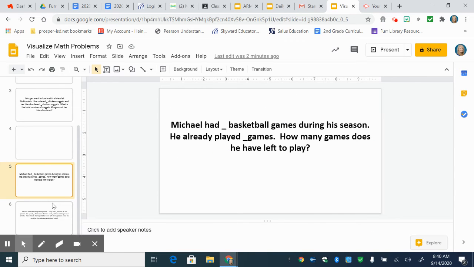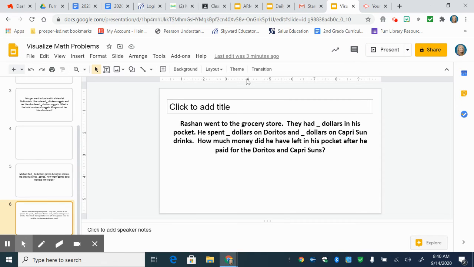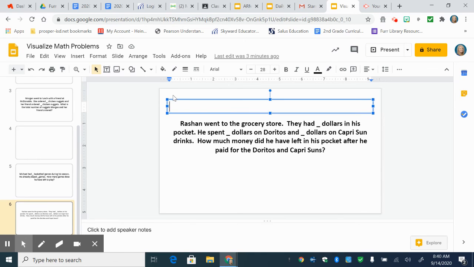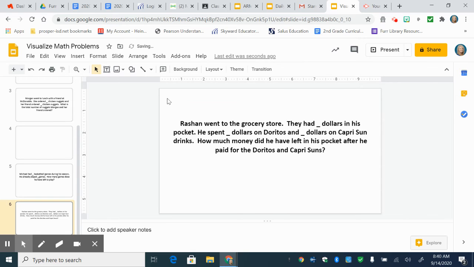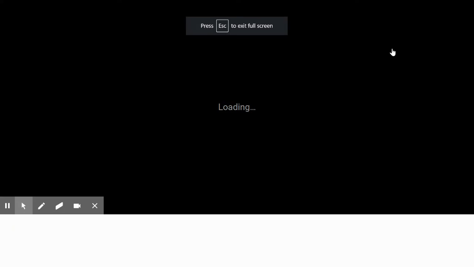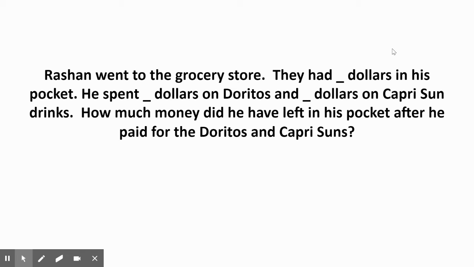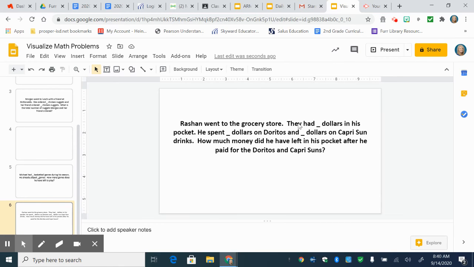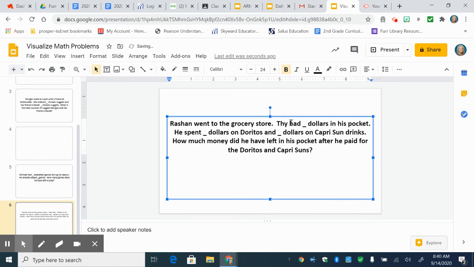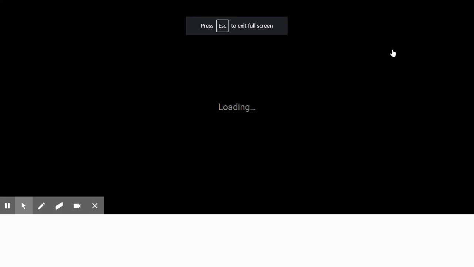This time I want you to try it on your own. Okay? Okay, so here's the problem I want you to visualize. Rashawn went to the grocery store. He had blank dollars in his pocket. Let me fix that. Instead of saying they, he's only one person, right? He had blank dollars in his pocket.